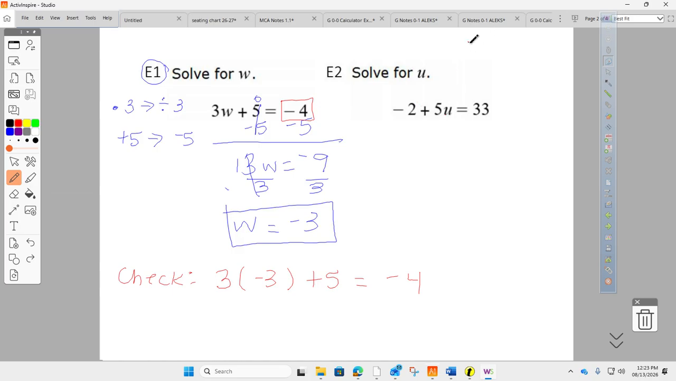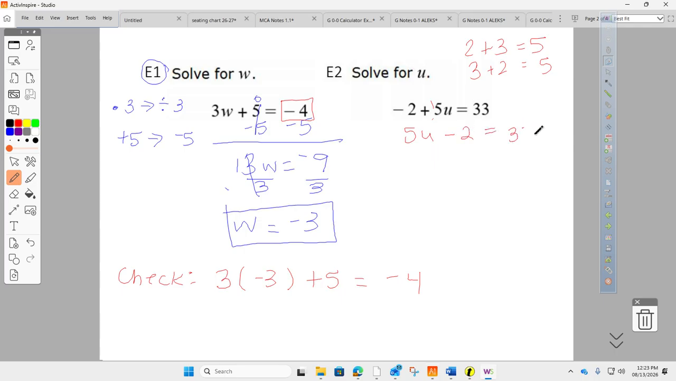Let me ask you a question. Does 2 plus 3 equal 5? Okay. Does 3 plus 2 equal 5? So does it matter which order I add these numbers in? It does not, right? So if I switch these two numbers, as long as I keep the sign the same, so this is a negative 2 or a -2, and this is a positive 5u, so I can rewrite this as 5u minus 2 equals 33.